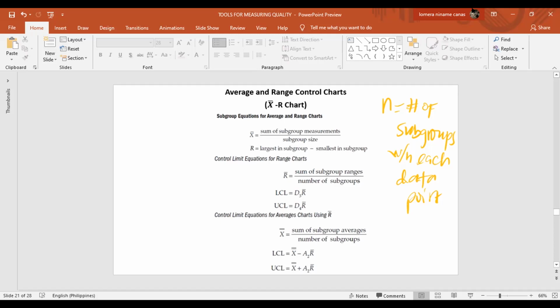So going back to the formula, when we create a control chart, first we get the mean of the subgroups. Again, if you have, let's say, an example, this is the summation of the variables divided by your n. And then in the XR chart, R, we know in statistics that it's the difference of the largest value minus the smallest value. And then we have here also the control limits for range charts. It is just the sum of subgroup ranges divided by the number of subgroups. Or when we create the chart, this would be our central line.